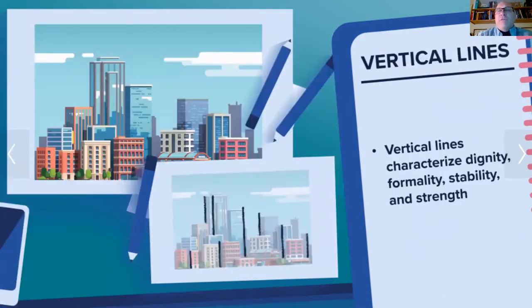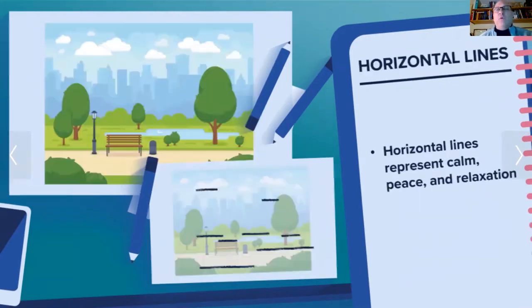First, we have our vertical lines. Vertical lines represent dignity, formality, stability. As you can see here, we have these big, tall, strong skyscraper buildings, and these all have vertical lines. Next, we have horizontal lines.